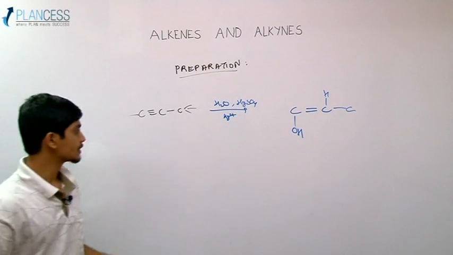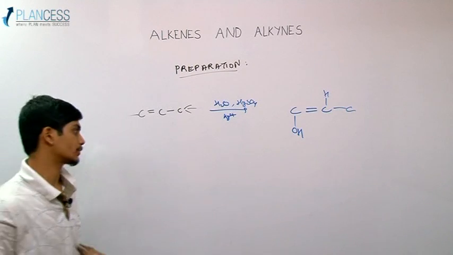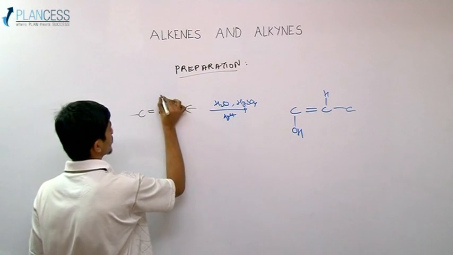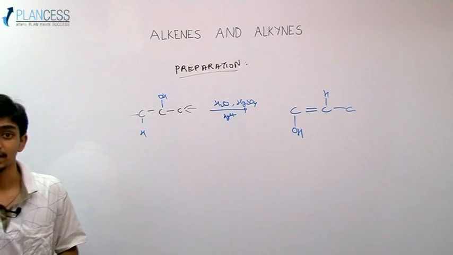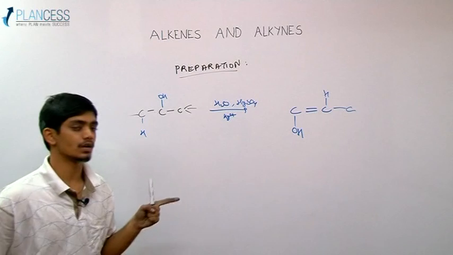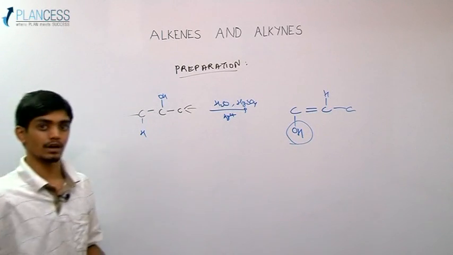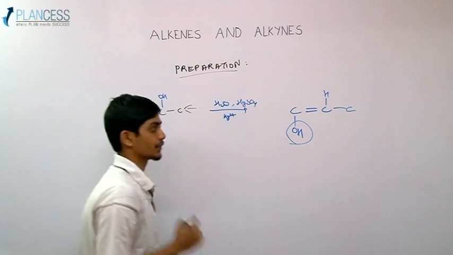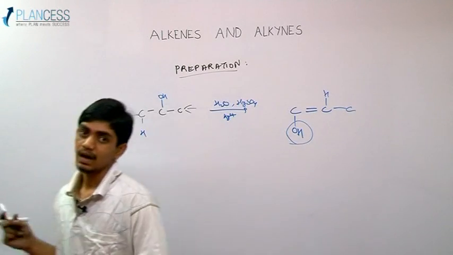Why? Because suppose this was alkene. What do you think will be the product? The product will be alcohol over here and hydrogen over here. But here see the difference. What we are getting is the alcohol we are getting on the end carbon or the terminal carbon or the anti-Markovnikov product. So that is the difference here between the alkenes and the alkynes.